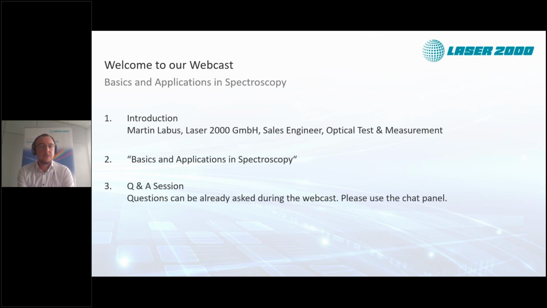This is our agenda for today. First of all, I will give a brief introduction about Laser 2000. After that, I will lead shortly into general aspects of spectroscopy. In the main part, I will go a little bit more into details for 3 specific spectroscopic applications and methods. And in the end, we will have a Q&A session.